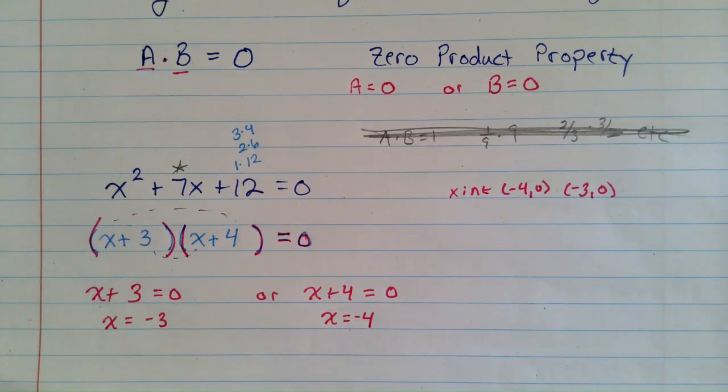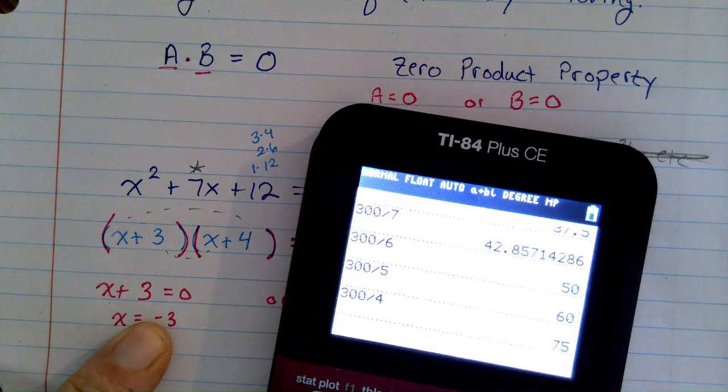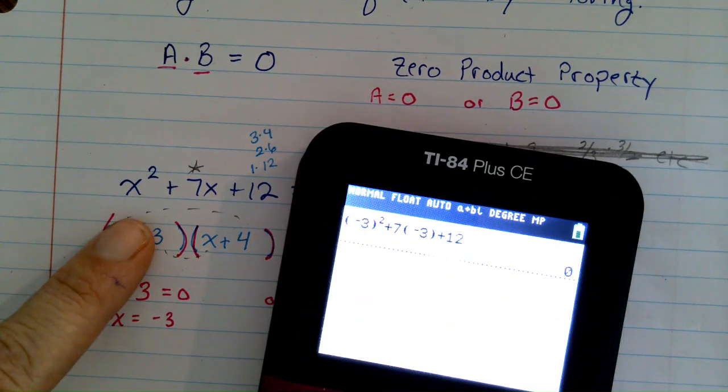Now let's just double check what's going on here. Let's test out -3. -3 squared plus 7 times -3 plus 12. Hey, that worked. It equaled 0. My other answer that I got was -4, so let's verify that one. -4 squared plus 7 times -4 plus 12. That also happened to equal 0.